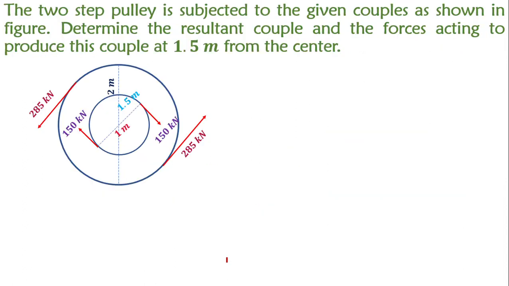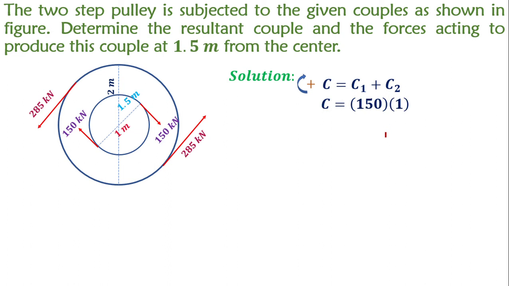Di ba? Okay, so we have the two-step pulley subjected to given couples as shown in the figure. So we have to determine the resultant couple of the forces acting on it to produce this couple 1.5 meters from the center. Okay, yan. Solution. So, sabi dyan, going to the, yan mga couple natin ha. Clockwise is positive. So, we have C1 plus C2. Okay, couple 1 and then couple 2.